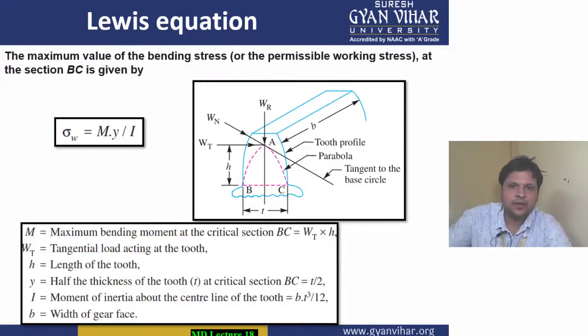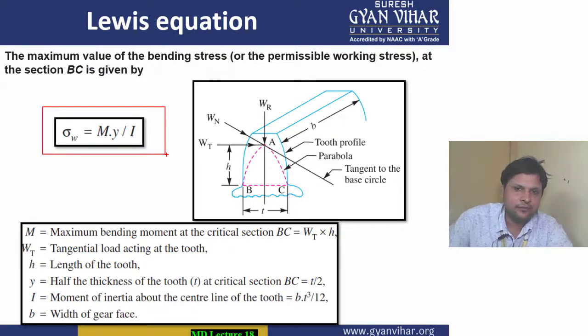First of all, as we have seen in the last lecture, I have derived the Lewis equation for finding the strength of the tooth as a beam, which is also known as the beam strength of the tooth. The Lewis equation which we derived to find the beam strength of the tooth started with this formula, which is taken out from the bending equation, and we have used some terminologies.